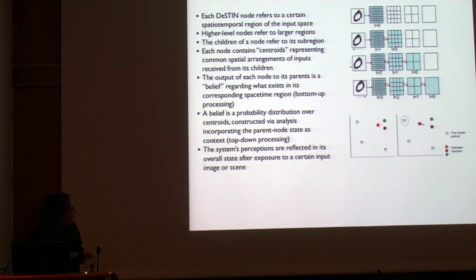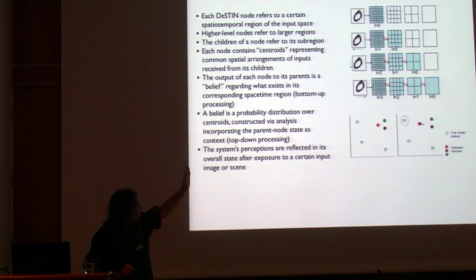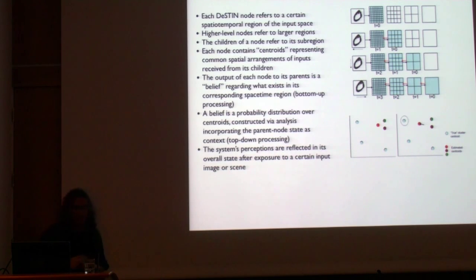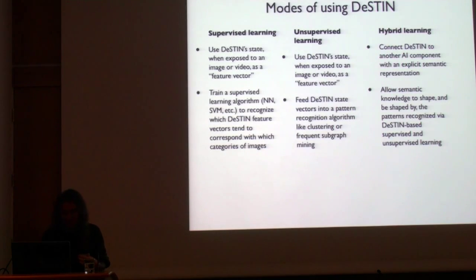So you have a succession of nodes at each layer, where the nodes on each layer refer to a certain spatial temporal region. As you go higher in the hierarchy, the node refers to a bigger and bigger spatial temporal region. Within each node, you have what are called centroids, which recognize a sort of dictionary of forms that can be recognized in that spatial temporal region.